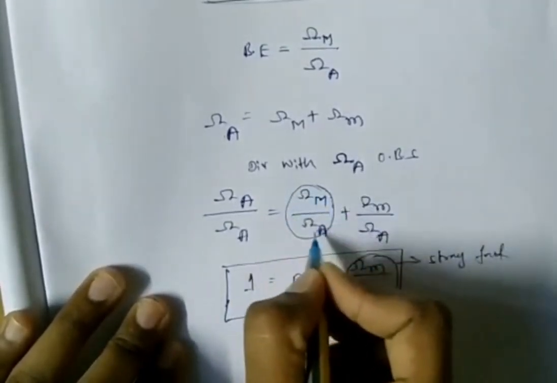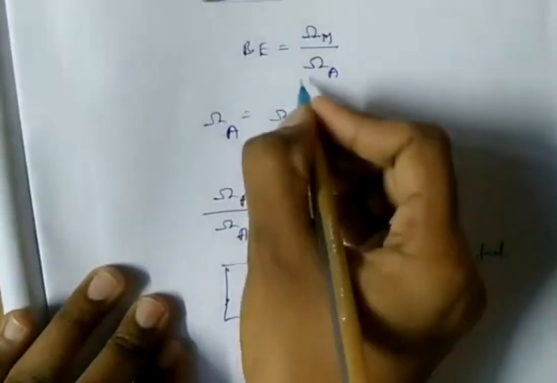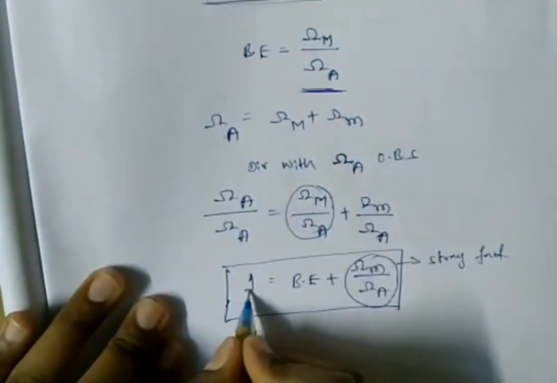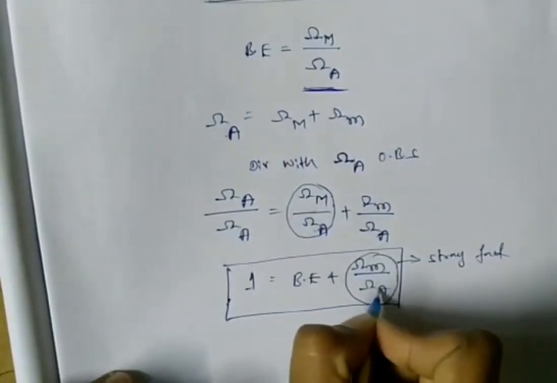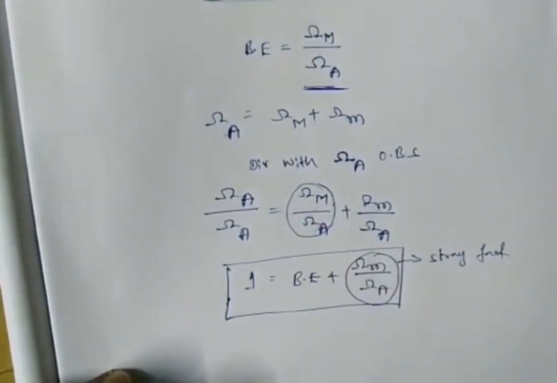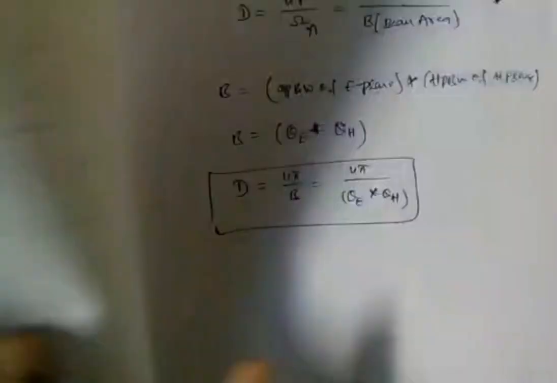So in the place of major lobe area to the total beam area, I am writing the beam efficiency formula. So 1 equals beam efficiency plus minor lobe area to the total beam area. Like this we are finding the beam efficiency of the lobe.